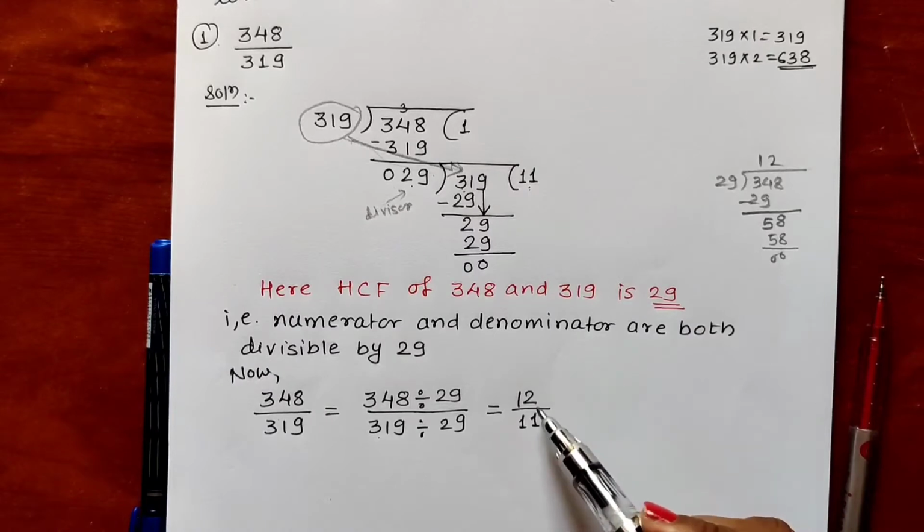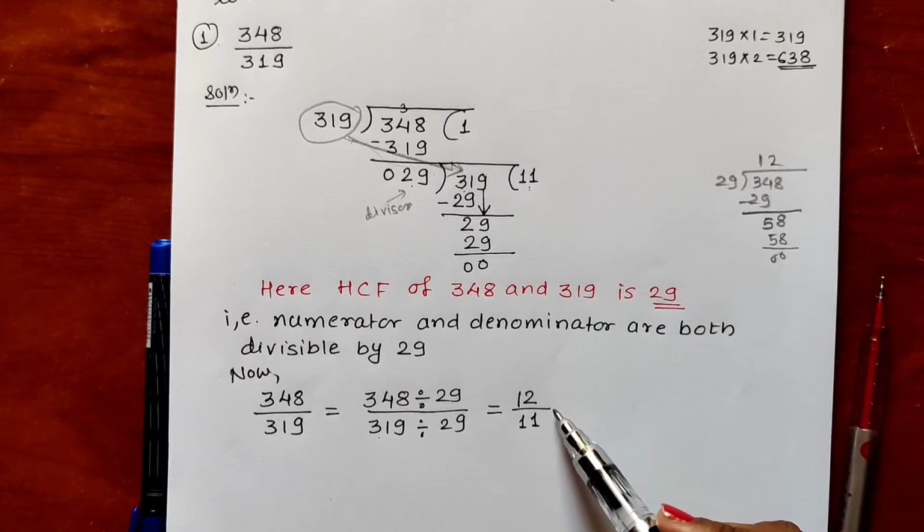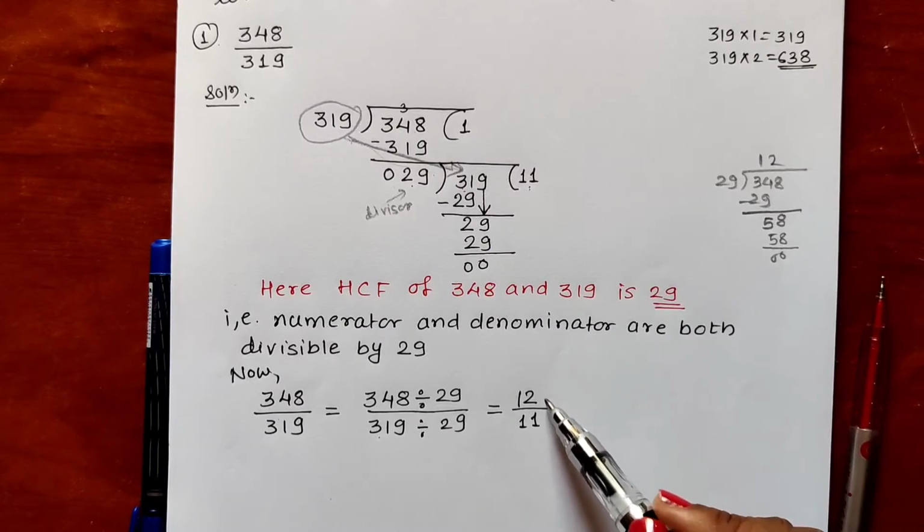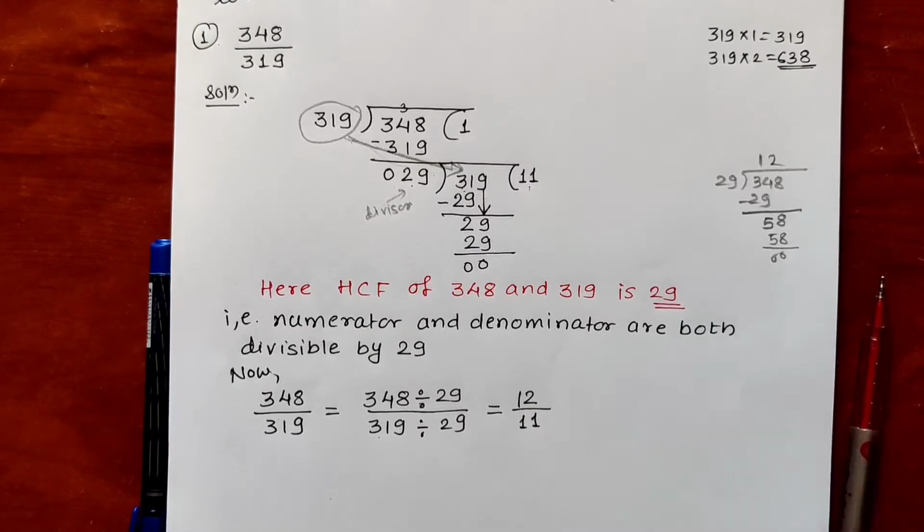Okay. So 12 is divided by 2, 3, 4 and 12 itself. But 11 is not divided by 2, 3, 4. Okay. Because 11 is prime number. And that's why it is not divisible by any other number. So they are having common factor as 1. So they cannot be reduced again. And that's why it is the lowest term.